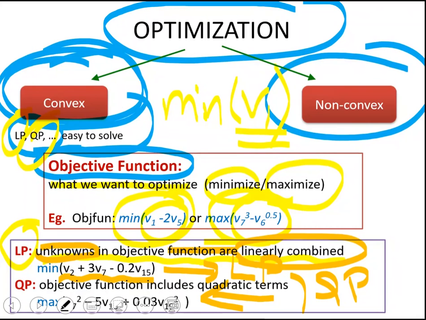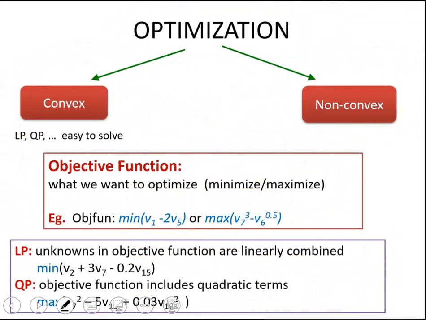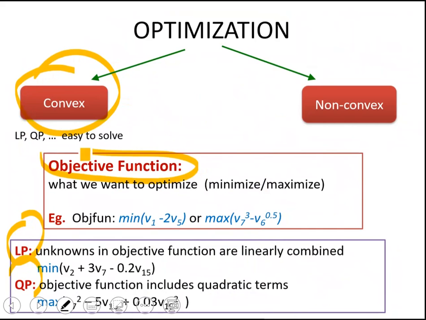So let me repeat. In metabolic network modeling, our focus is convex optimization, and we will mostly use linear programming or quadratic programming. The objective function is a function of unknowns. If those unknowns are combined linearly, we use linear programming. But if there are any square terms, then we use quadratic programming.